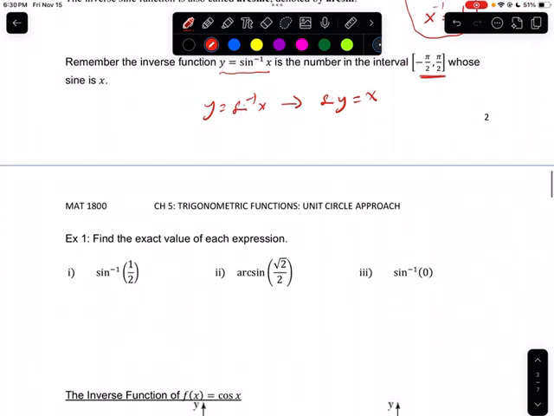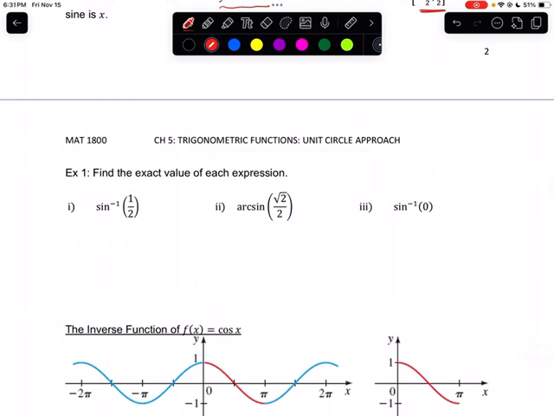So here we have an example: find the exact value of each expression. So sine inverse of 1/2. What you have to think about is that we don't know this number, so let's say it's equal to x. Then it means sine of x is equal to 1/2. You could have called it t, whatever. So what have you learned? The sine of what is 1/2? So x is pi over 6. Sine of pi over 6 is 1/2.